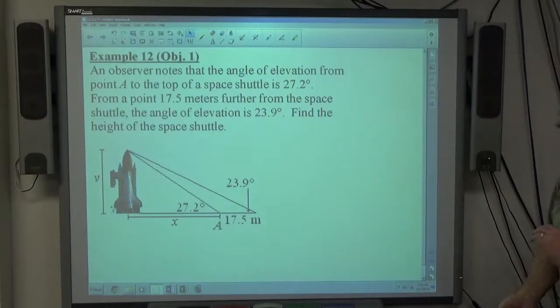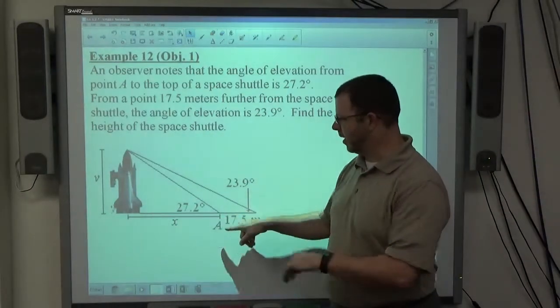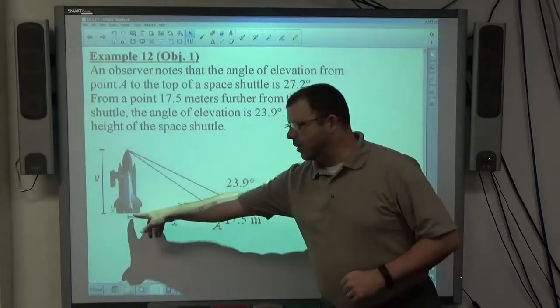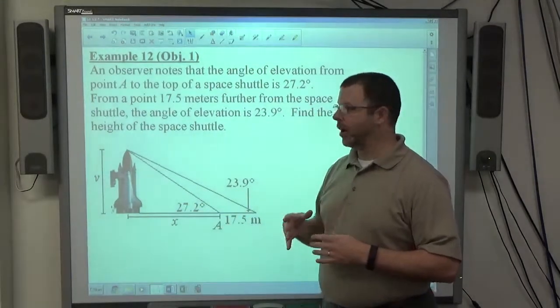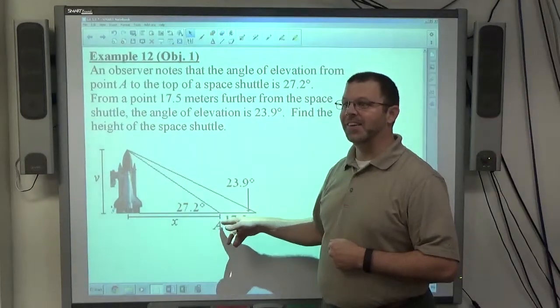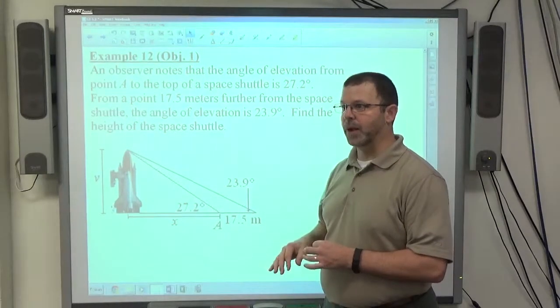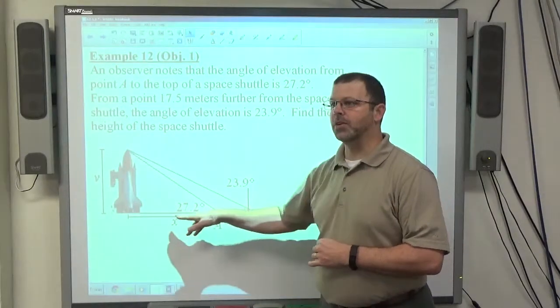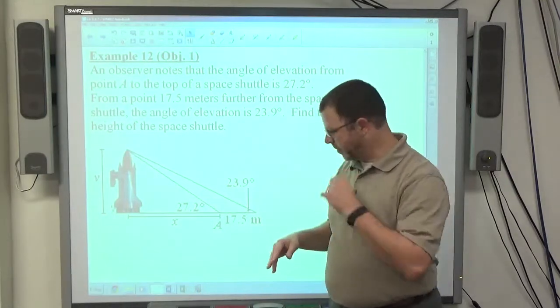Example 12, last example of 5.2. An observer notes the angle of elevation from point A, some distance away from the space shuttle. We don't know the distance we are from the space shuttle at point A, but let's say I'm the observer and that's as close as I'm allowed to get. I can put a little pin or a flag in the ground and mark that as point A, and know that there's some unknown distance, but I can measure the angle of elevation to the top. They have instruments to do that.